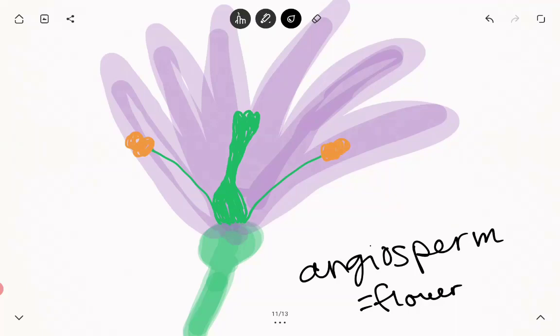And also like we saw in the gymnosperms, there is no free-living gametophyte stage. Now the gametophyte is produced by the sporophyte and is dependent upon the sporophyte.